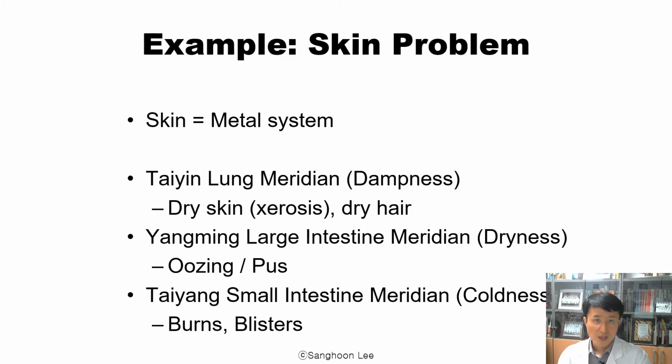However, large intestine is Yangming meridian, and it is related with dryness. So its clinical application is to use large intestine meridian for dampness syndrome, for skin problems like oozing or pus. In addition, small intestine meridian is Tai-yang, which is related with coldness. So small intestine meridian can be effective for burns and blisters for its cooling effect.